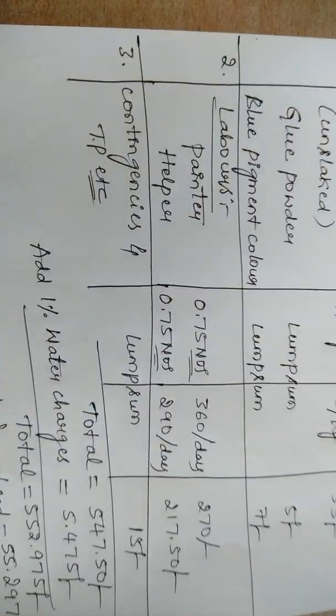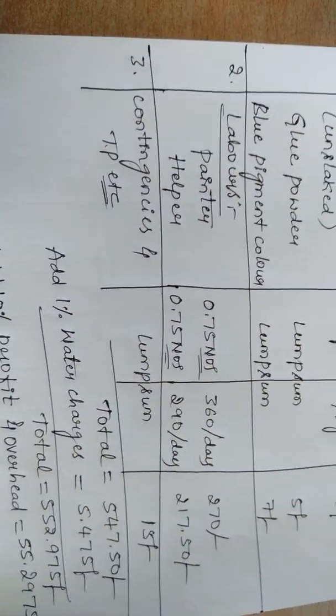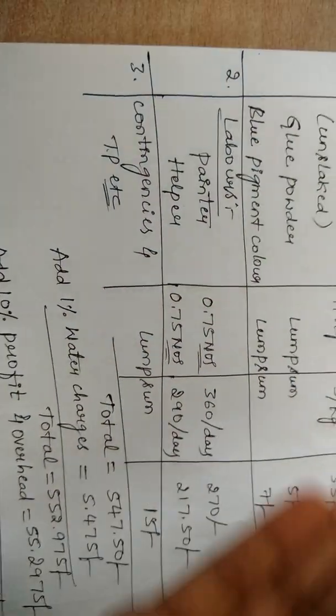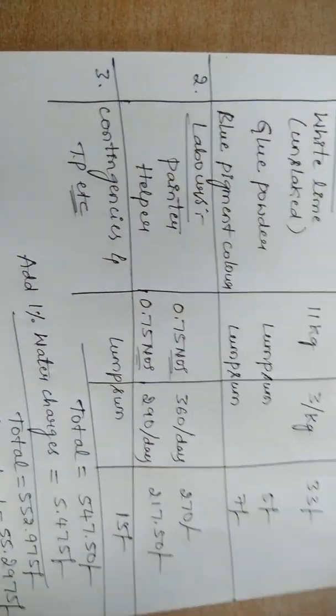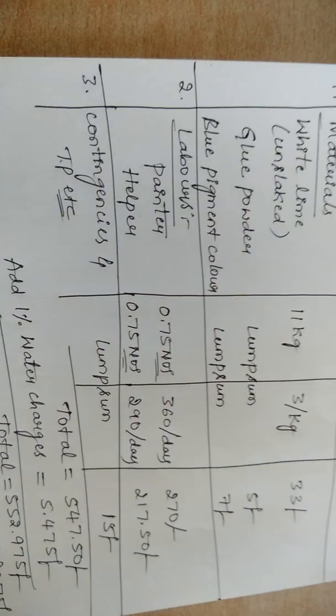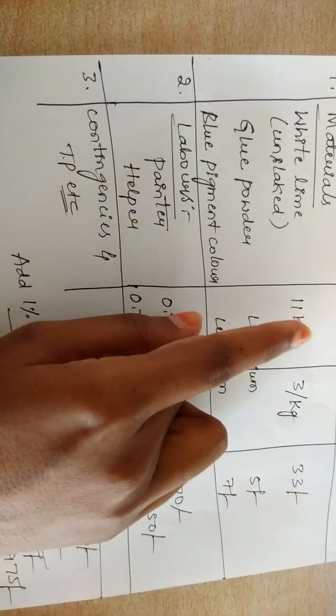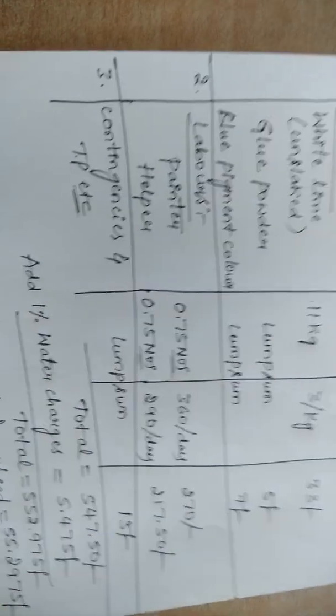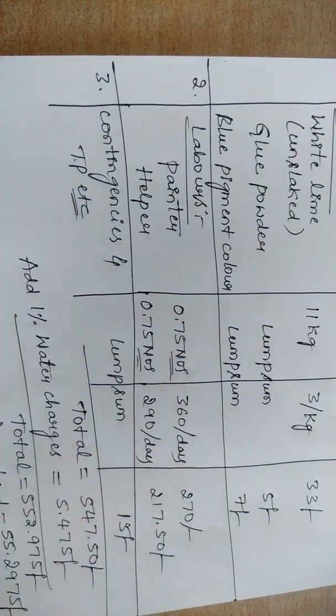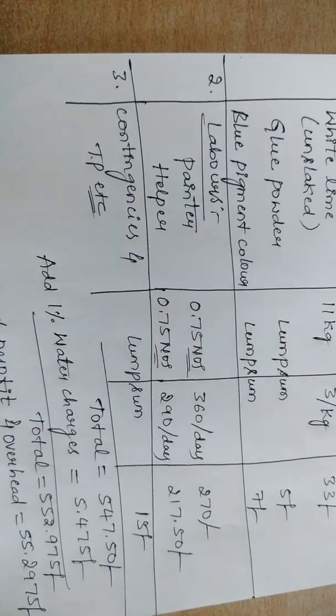So only this thing is varied for two coatings. For one coating this is the procedure. For two coatings the procedure is the same, the rate is fixed, everything is the same. Only thing is the quantity of the white lime as well as the painter and helper will get doubled. So that completes the rate analysis for the whitewashing.